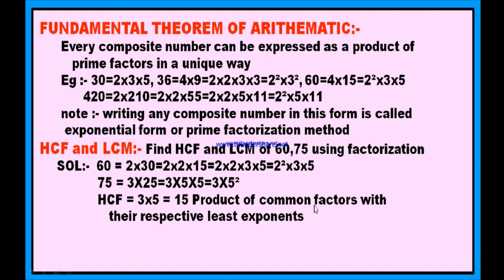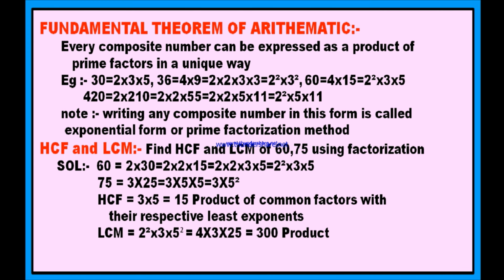Now out of these common factors, here the exponent of 5 is 1 and here the exponent of 5 is 2. Therefore what is the least exponent? 1. Therefore you have to consider 5 only. HCF is 3 into 5. These are common factors in both 60 and 75. What is the product of 3 into 5? 3 into 5 is 15. Therefore, HCF of 60 and 75 is equal to 15. HCF is nothing but the product of common factors with their respective least exponents.